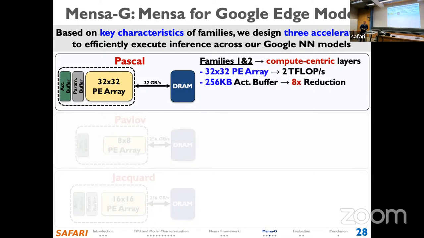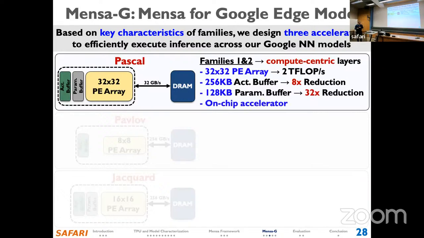At the same time, because those families don't have a high parameter footprint and also have low activation buffer requirements, we can reduce the size of the on-chip activation buffer and the parameter buffer compared to the baseline TPU accelerator by 32 times and 8 times. And as I said, this is an on-chip accelerator, so it is not going to use processing-in-memory capabilities.